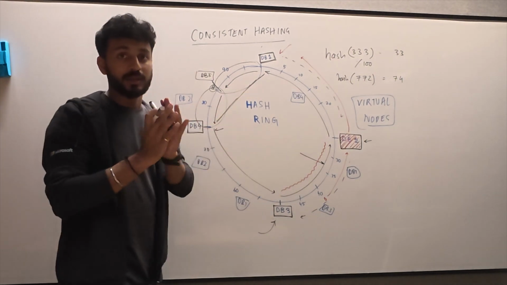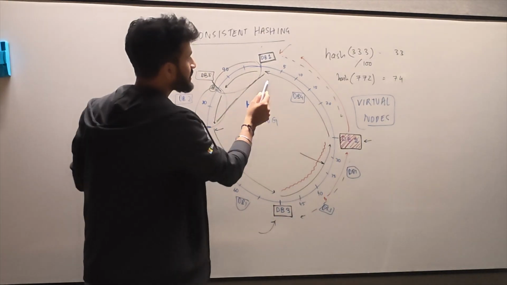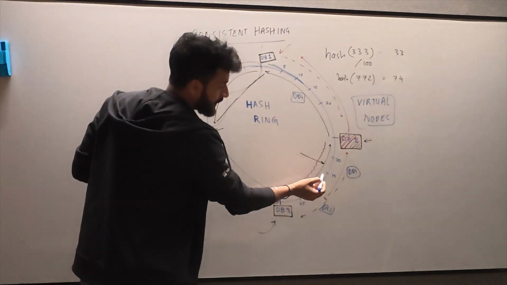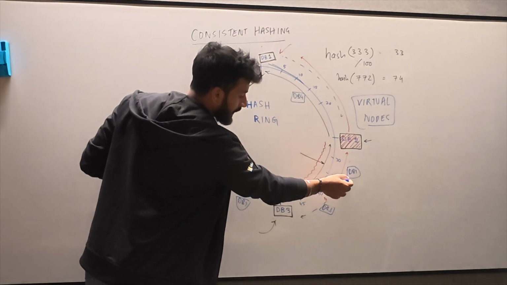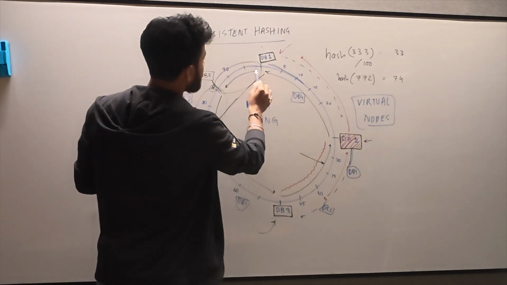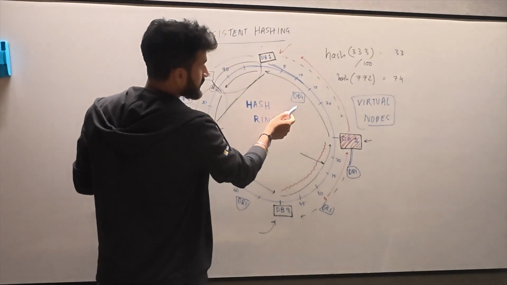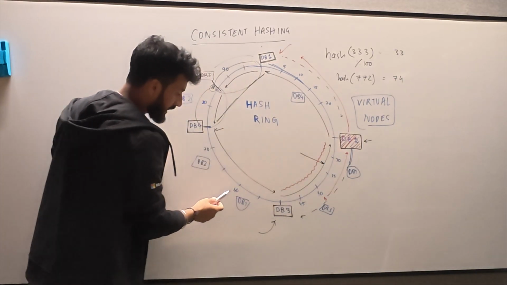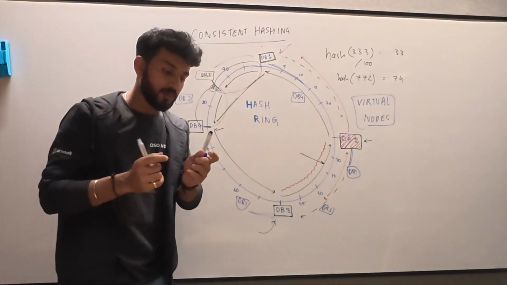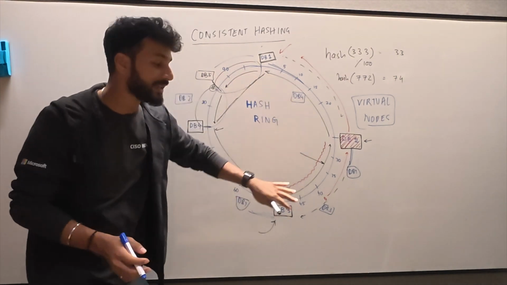They are just not managing a single range. They are managing multiple smaller ranges. So db1 is now managing this much and this much. So whatever payload, whatever load db1 was managing, it's now distributed into multiple ranges.